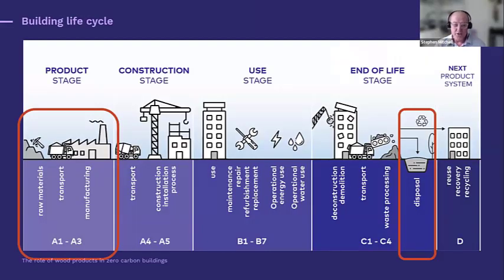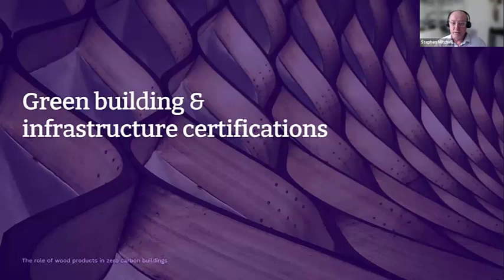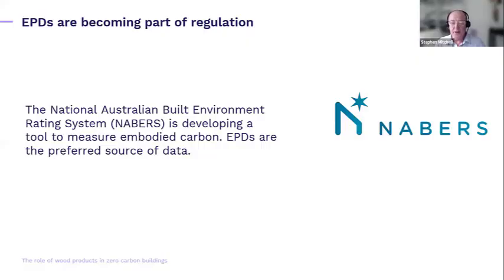Just moving on to the next item, green building and infrastructure certifications. How do you account for carbon is a developing field in Australia. We're working with the NABERS, National Australian Built Environment Rating System, to develop a tool to measure embodied carbon. EPDs are regarded as the preferred source of data.